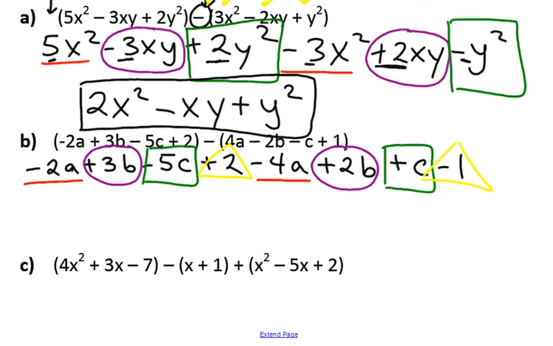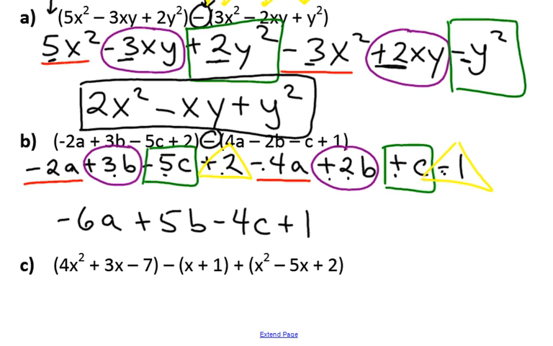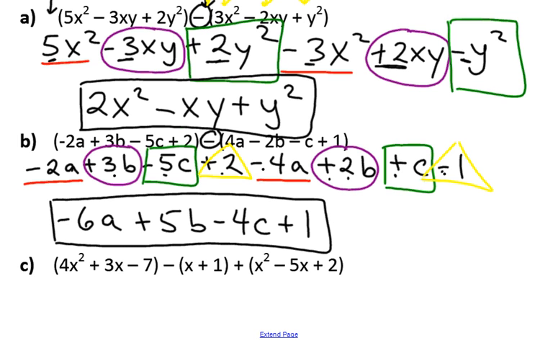Okay, before I write my final answer, I'm just going to show you what I did. The first thing I did was take this negative here and change each of those signs. So that's a negative 4a, positive 2b, positive c, and negative 1. Then I found my like terms. So I actually have 4 different like terms this time. So now to combine them, negative 2 and negative 4 make negative 6a. 3b and 2b make 5b. Negative 5c plus 1c is negative 4c. And then 2 minus 1 is a positive 1. And that is my answer.